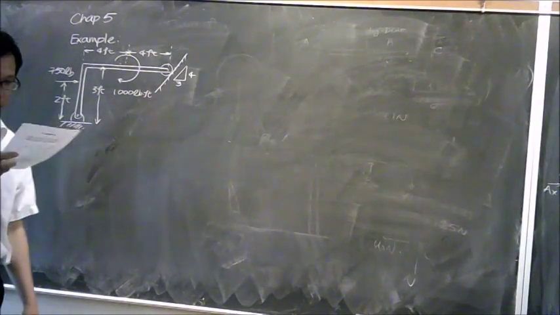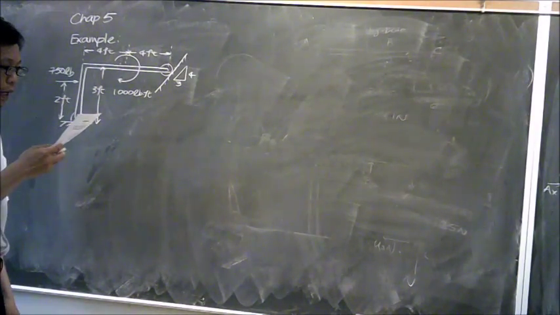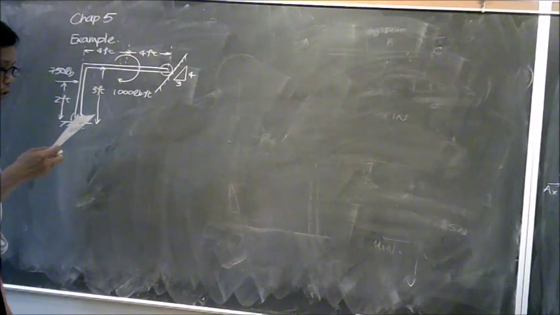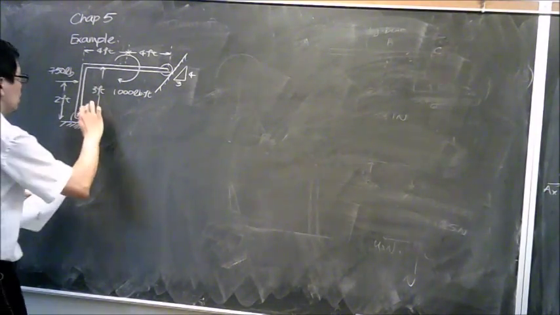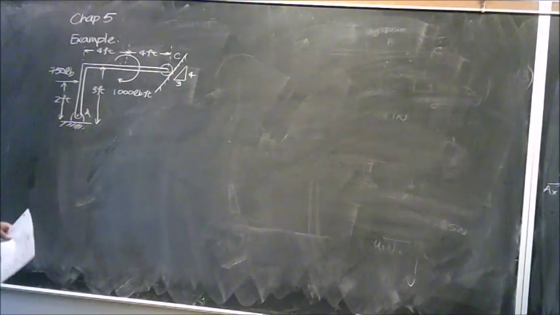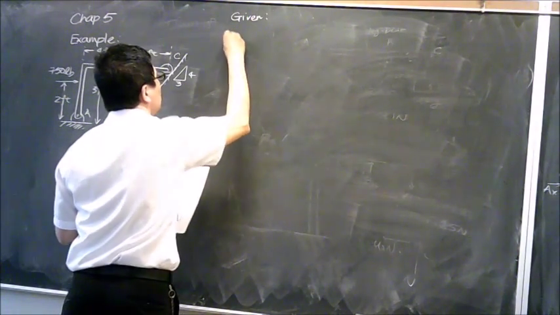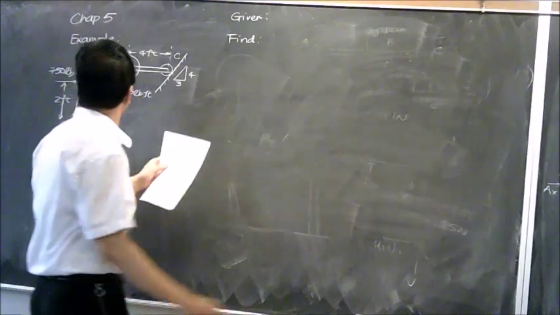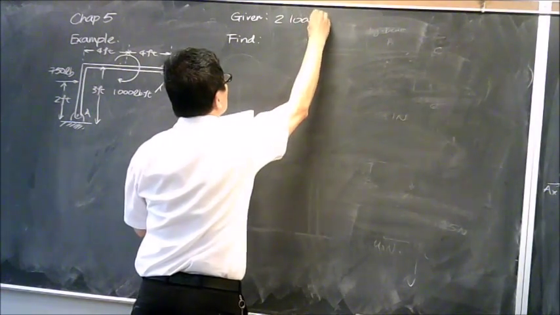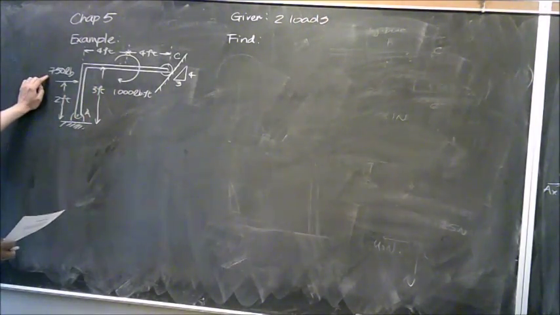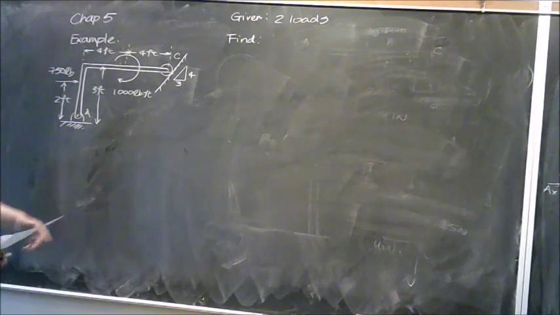So this is the configuration of the next example. A bracket ABC is supported by a hinge at point A and a roller at point C. Determine the reactions at the supports due to the loading shown here. So this is A. Okay. So we still need to identify what is given and what we need to find. So we are given two loads. One is a force of 750 pounds, and the other one is actually a couple or a moment, you name it.